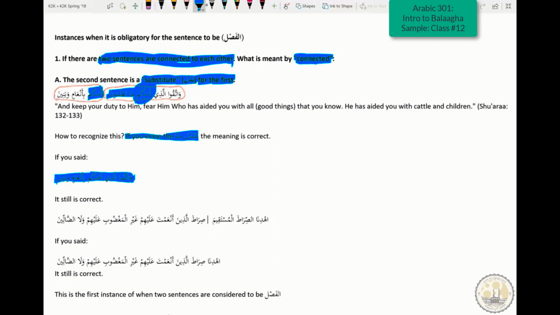Okay, for a word in the first sentence. You guys understand that? This is why the waw is not mentioned.